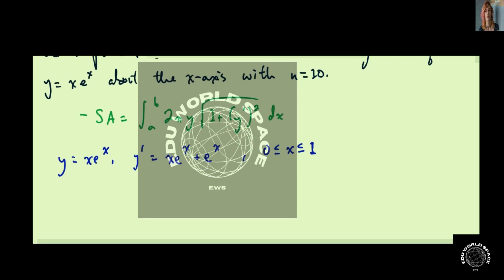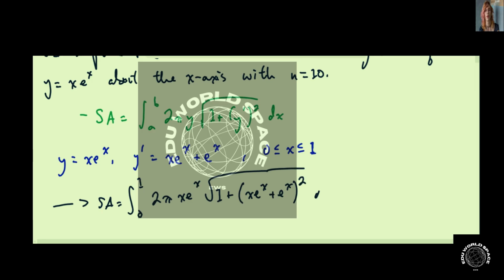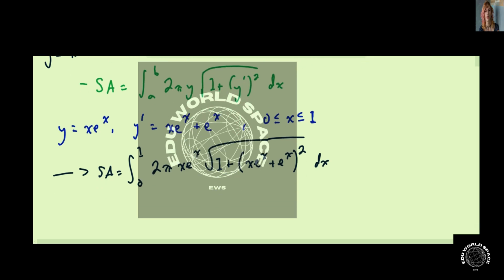So our integral will be the integral from 0 to 1. We'll have 2 pi y, which is x times e to the x, times the square root of 1 plus the derivative squared, x times e to the x plus e to the x, the whole thing squared, dx. So this is our integral. What I'm going to do is let the entire integrand be equal to f of x. This will just make our work a little bit easier.